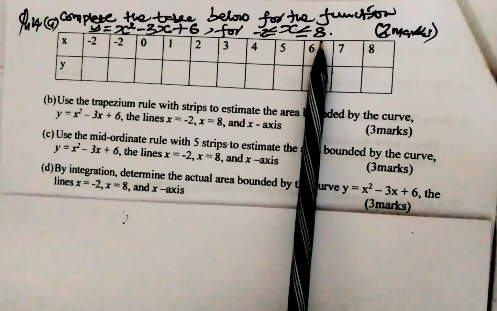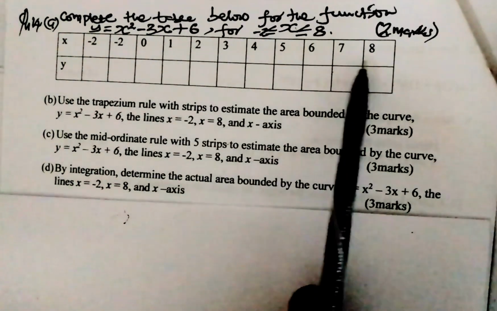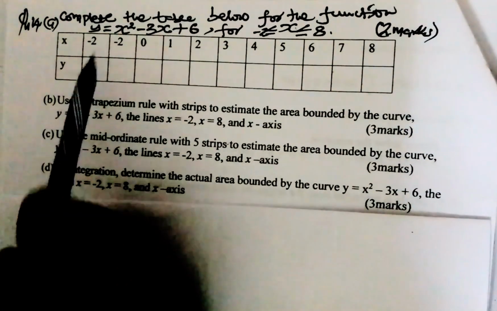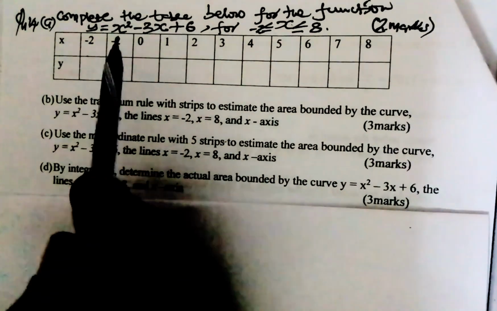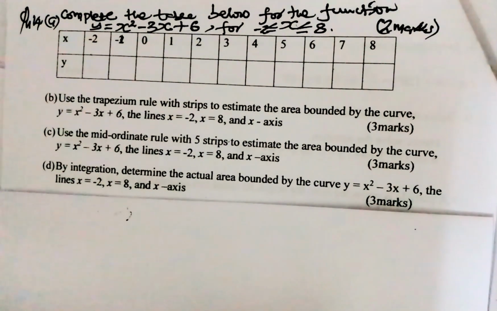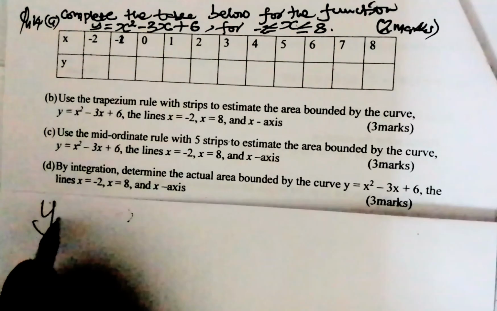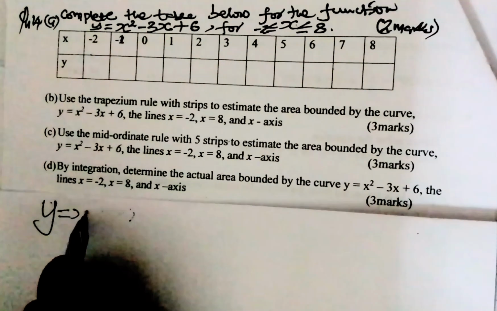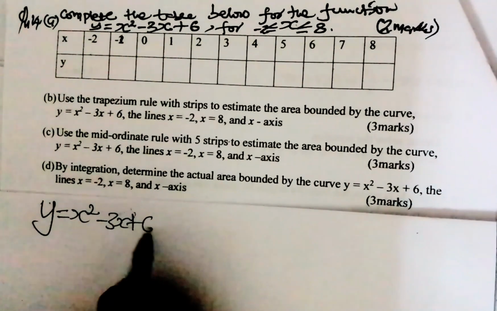So you have x running between -2 and +8. Here this is -1. And now our function is given by y equals x squared minus 3x plus 6.